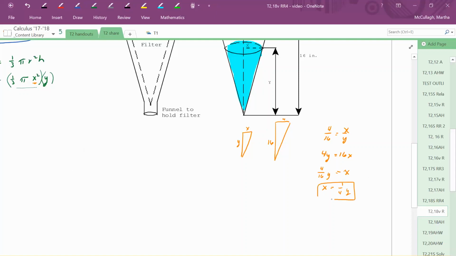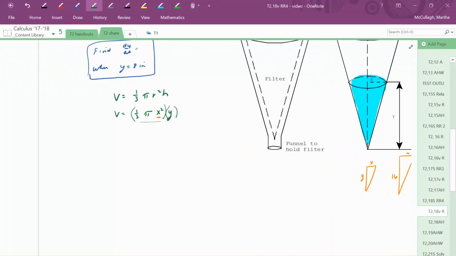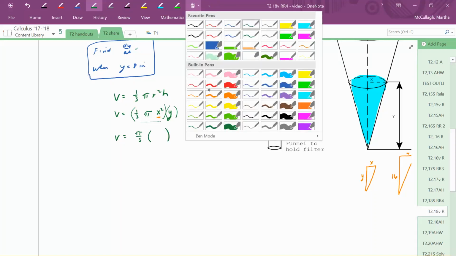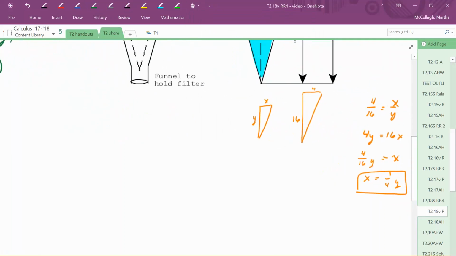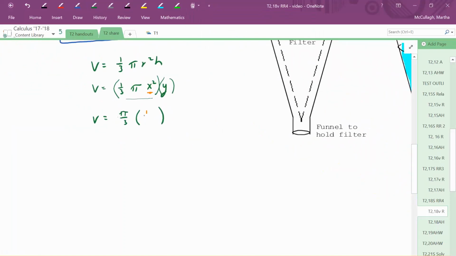Well, if x equals 1/4 of y, let's come back over to this equation. We've got V equals 1/3 pi, so I'm going to make that into pi over 3. And then my x, I'm going to replace with 1/4 of y, and then square that, and then the other y. So here's my pi over 3. My x squared, if x is 1/4 of y, I need to square it, and then times that y.